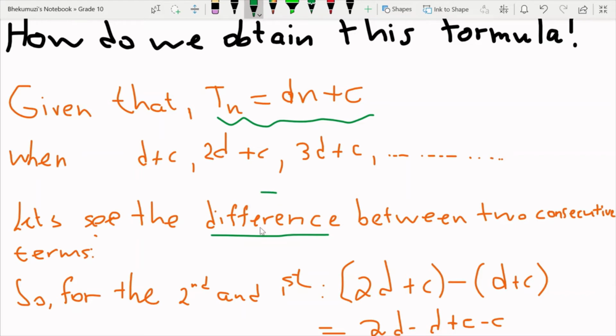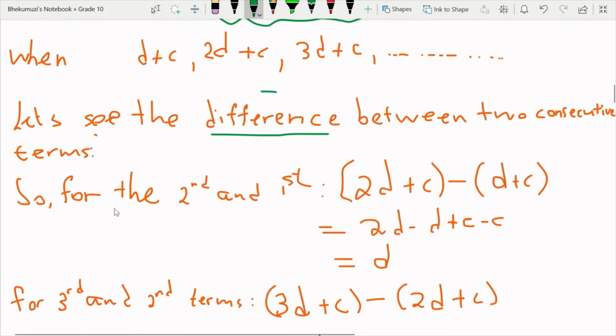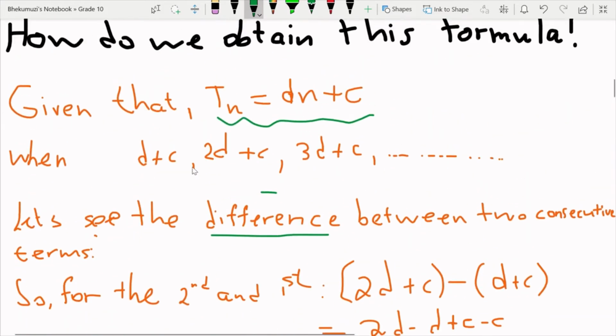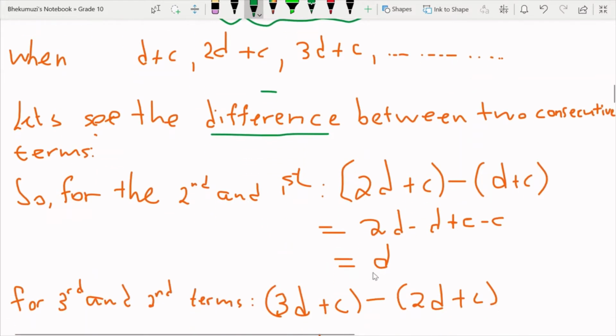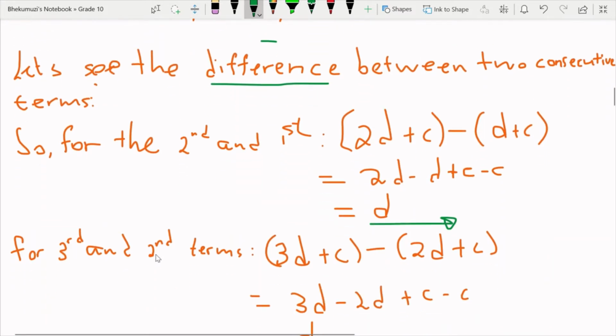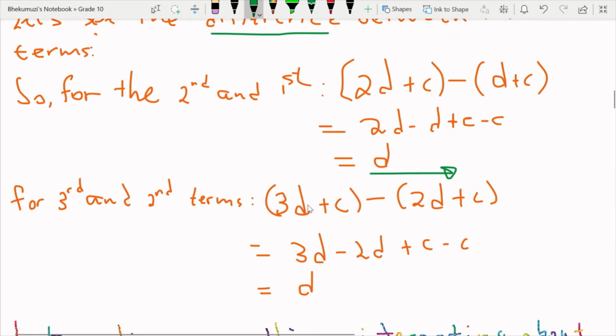Therefore, to see the difference between the second and first term, we would say the second term minus the first term, and when we simplify that, it gives us an answer d. But also with the third and second term, when you do the simplification, you'd find that it's also d again. And so this brings us to something quite interesting.